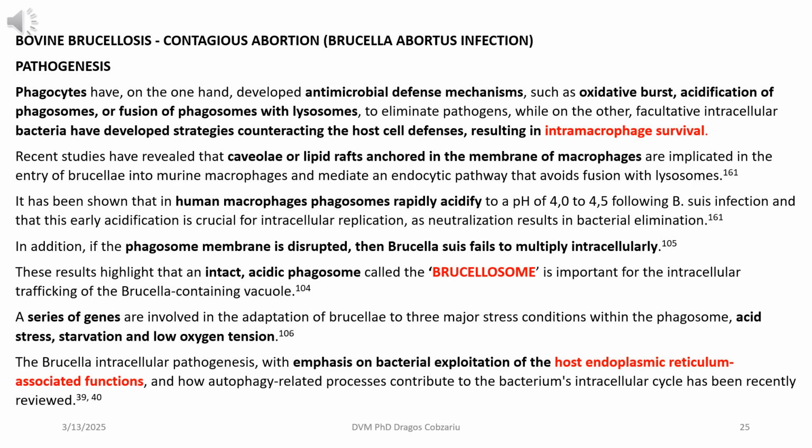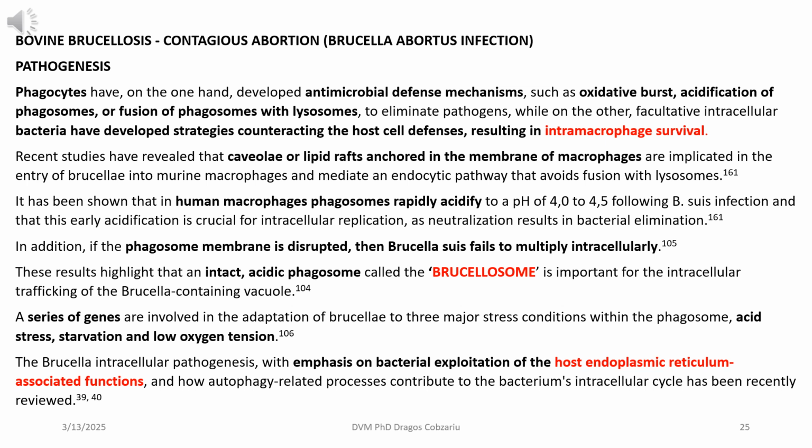Phagocytes have, on the one hand, developed antimicrobial defense mechanisms, such as oxidative burst, acidification of phagosomes, or fusion of phagosomes with lysosomes, to eliminate pathogens, while on the other, facultative intracellular bacteria have developed strategies counteracting the host cell defenses, resulting in intramacrophage survival. Recent studies have revealed that caveolae or lipid rafts anchored in the membrane of macrophages are implicated in the entry of Brucella into murine macrophages and mediate an endocytic pathway that avoids fusion with lysosomes.